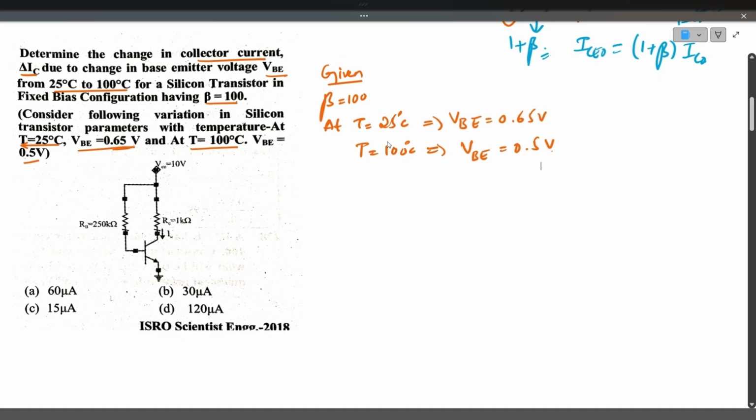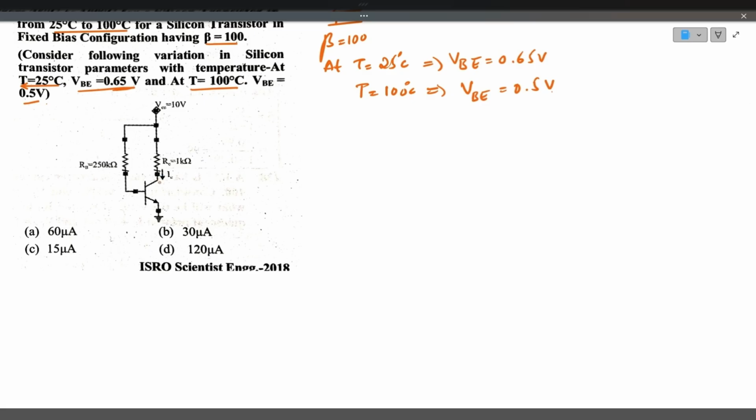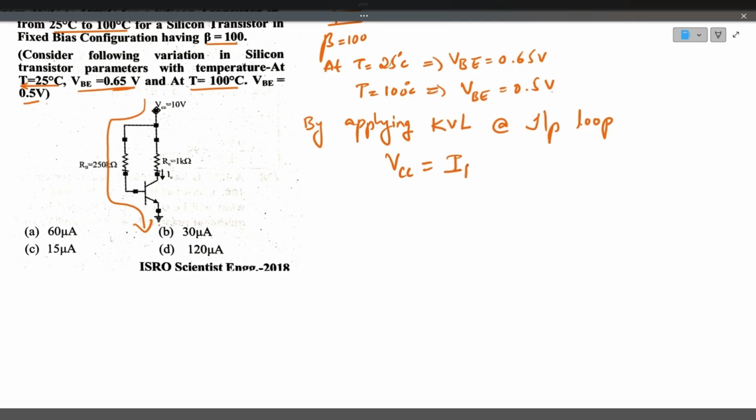Before that, we have to apply the input KVL. If you apply Kirchhoff's voltage law at the input terminal, in the input loop, we will get the equation VCC is equal to IB times RB plus VBE.